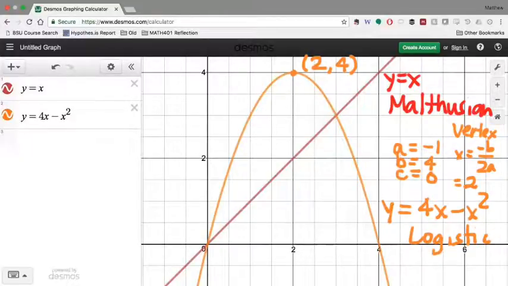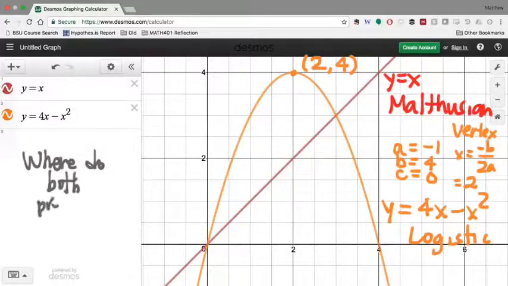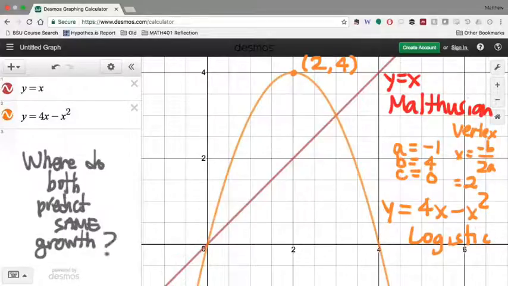Okay, but then the one last thing I want to do is ask, where do these two different models agree? Where do both models predict the same population growth? All right, yeah, so tell me first of all where you see the answer to this question on the graph. What feature of the graph should I be looking for? 0.